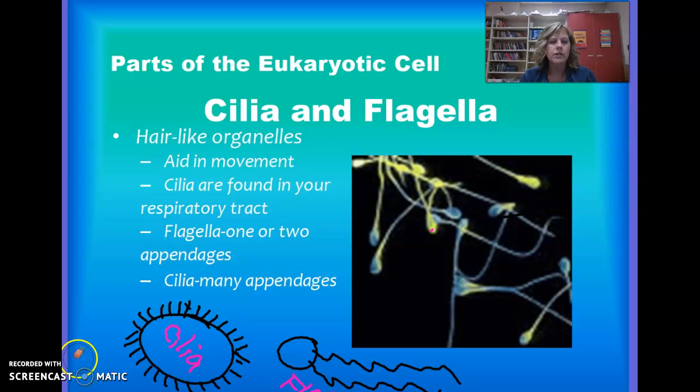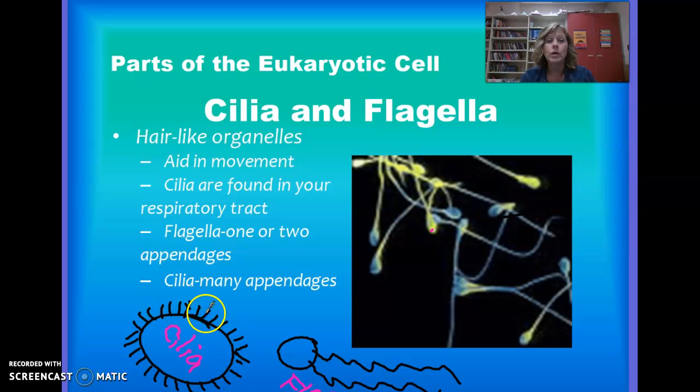So cilia and flagella are only found on animal cells. These are not found in plant cells. Everything we've talked about so far, we would find in both plant and animal, but these are only in animal cells. They're used mostly for movement, but there's a little exception to that with the cells found in our respiratory tract, which also have these cilia.